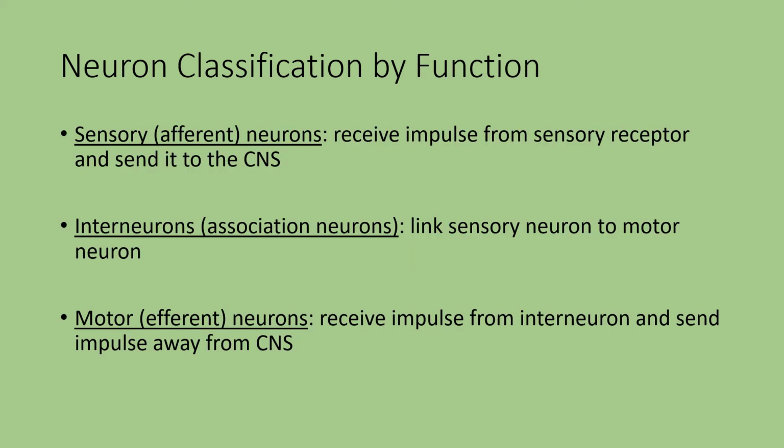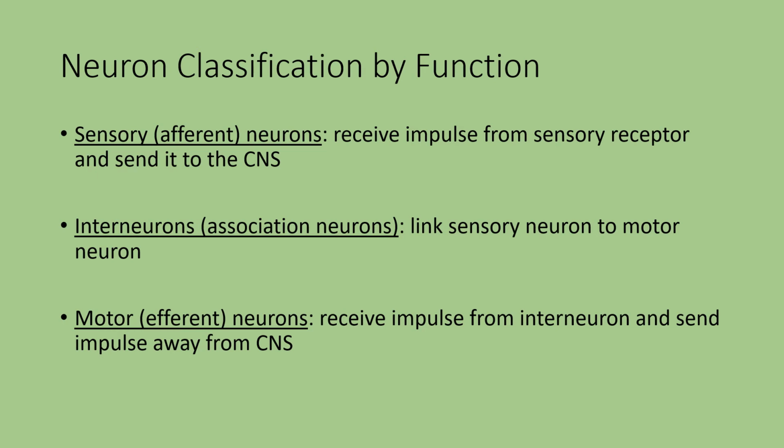If you classify neurons according to function, you classify them obviously by what they are doing. And so you can have sensory neurons, which are also known as afferent neurons. They are receiving an impulse from a sensory receptor, and then they're sending it towards the brain or towards the spinal cord. They're sending it to that central nervous system.